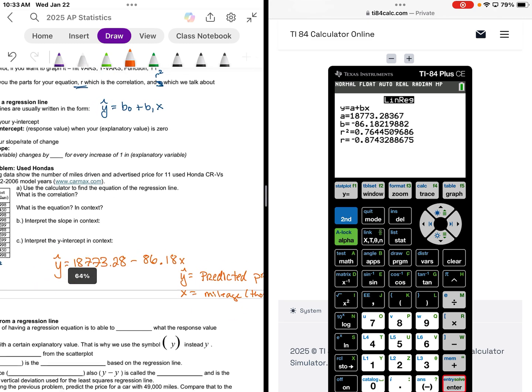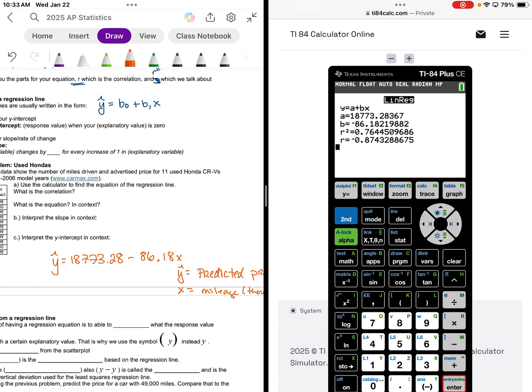Now we're going to go up and answer these questions. Use the calculator to find the equation of the regression line. We did. What is the correlation? Our correlation, according to the calculator, R equals negative 0.8743. Again, we're going to go out 4 decimals on the R value.